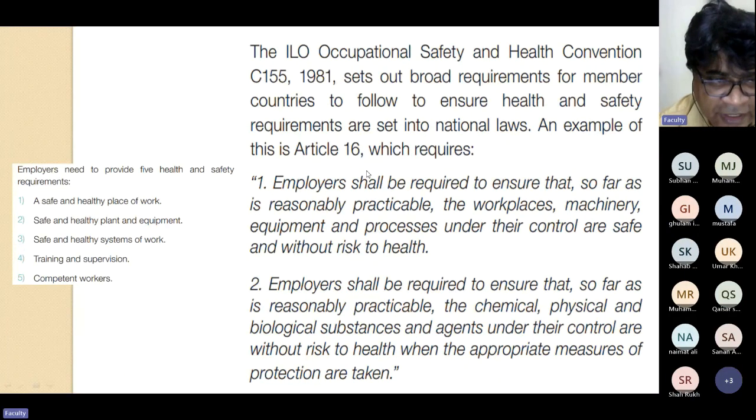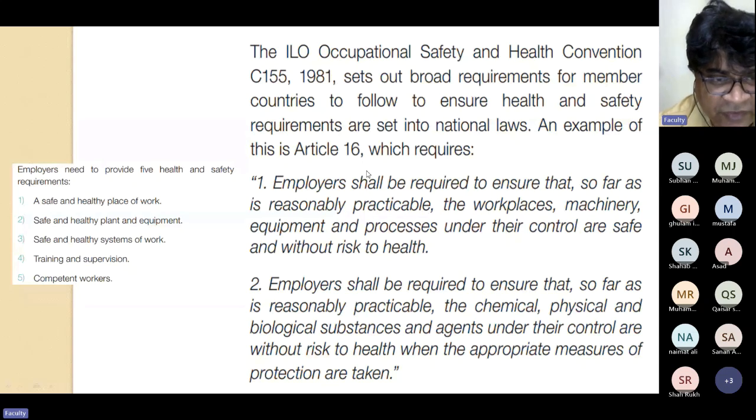So the main responsibility is on employers. Employers, you know, who are employers? It is the one who actually provides the money, resources, and all, the top management. In some companies it is top management, in some companies it is directors, in some companies they are sitting somewhere else. It depends upon the company.